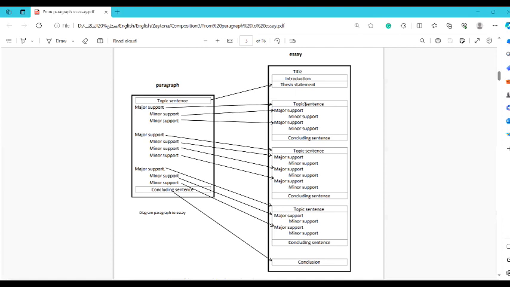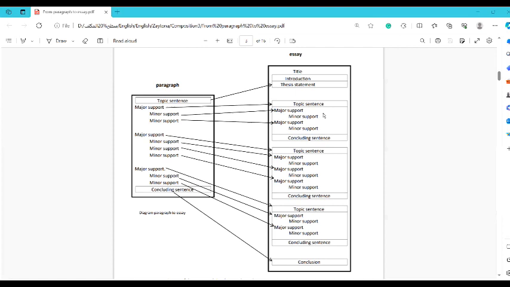After writing the main idea in body paragraph number one, we have major supporting, minor supporting, major and minor. It's not specifically major, minor, major, minor. Maybe we have just one major and two or three minor. Maybe we have two major, one minor, or two minor. Maybe three major, three minor. It's no problem here. And at the end of body paragraph number one, we have a concluding sentence.